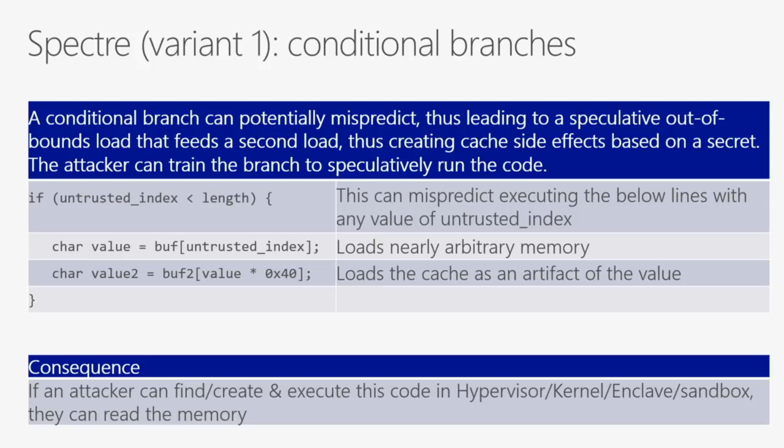In this case, what will happen is value will be read from, depending on the types involved, this could be an arbitrary virtual address, considering if buff is a byte pointer and untrusted index is a 64-bit value. This could result in reading value from an arbitrary virtual address. And then after that, a second array index will be performed, which loads a different cache line depending on this private value. So the result of this is that if an attacker can execute this code speculatively, a different cache line will be loaded as an artifact of that secret value that should not be made available.